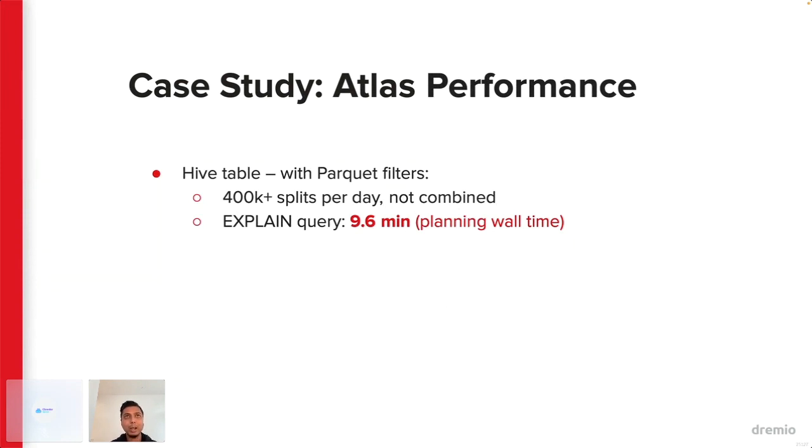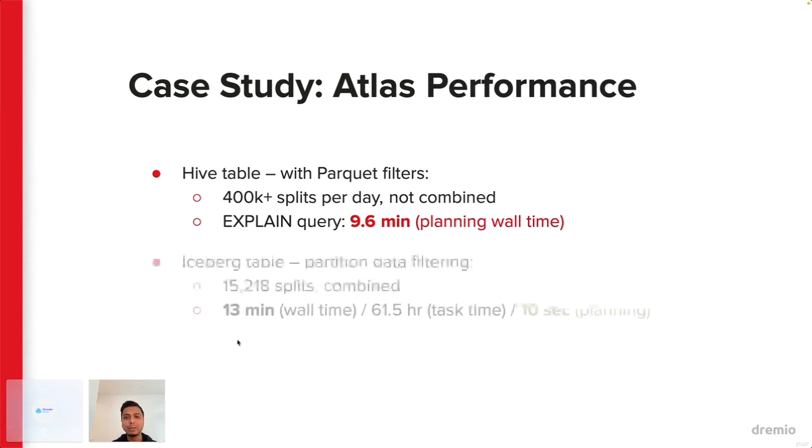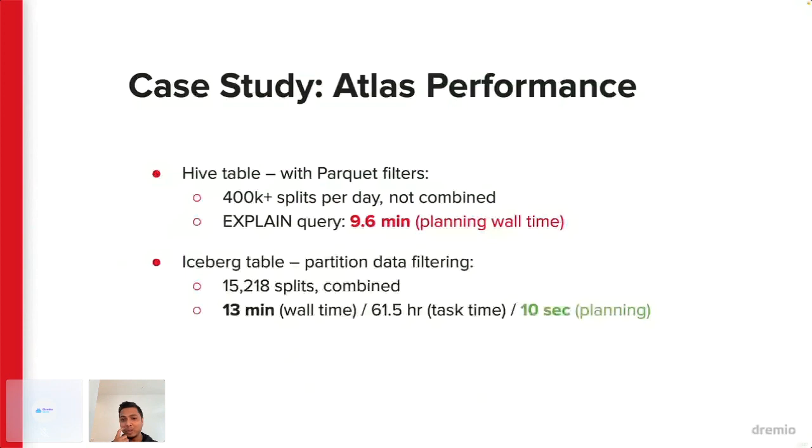When Netflix implemented Iceberg, this same query took them 13 minutes to execute, not plan, just execution of the query, right? And the planning time was just 10 seconds. So really, from 10 minutes of planning time to 10 seconds, that's a dramatic improvement, right? And that's a huge improvement that they saw. And that's with just partition data filtering, not even things like min max filtering or the manifest file column statistics that I was talking about.